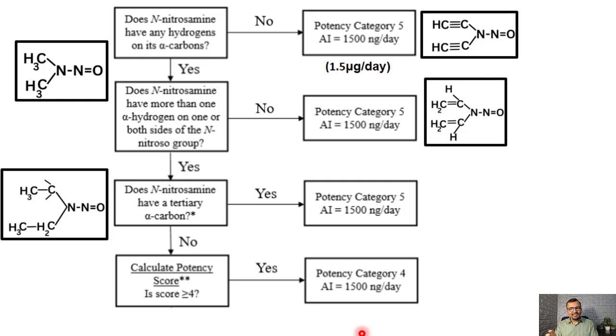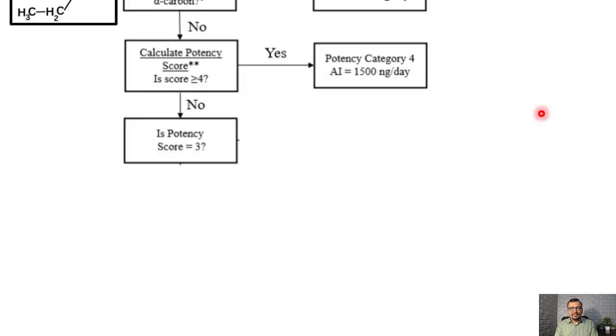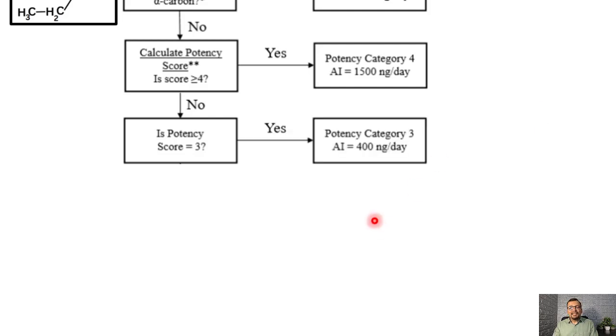If the answer is yes, then the category of the compound is 4. A score of 4 or greater than 4 is classified under category 4, and the acceptable intake for such a compound is now 1500 nanograms per day or 1.5 micrograms per day. But in case your potency score is not more than or equal to 4, then how much is it? Is it 3? If it is 3, then the acceptable intake is going to be 400 nanograms per day.